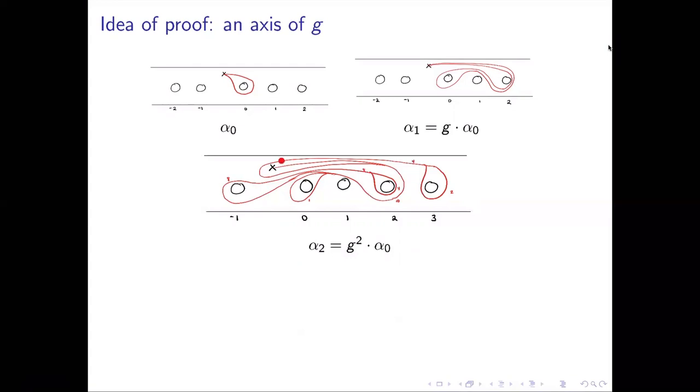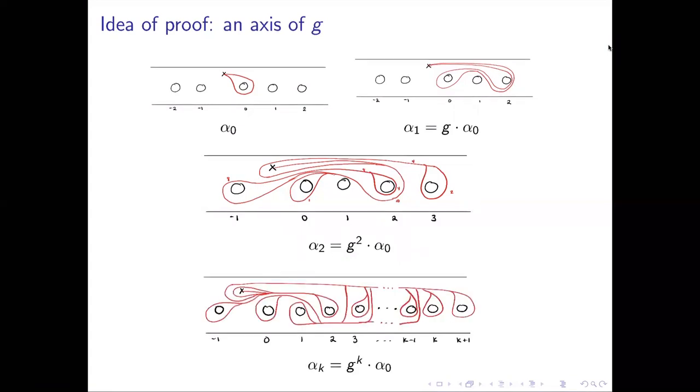And if you look at what's happened near the puncture, we've looped the puncture, right? We've wrapped around the puncture there, and we've wrapped around it with 4 different strands. And if we continue applying G, this is what it's going to look like at the kth step.